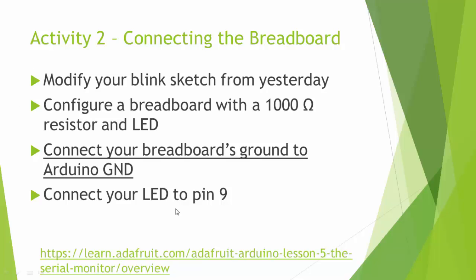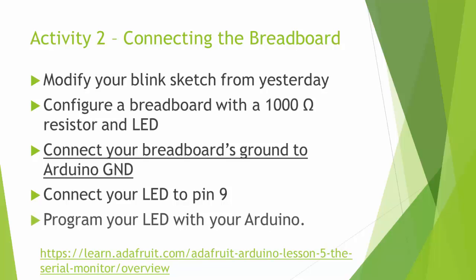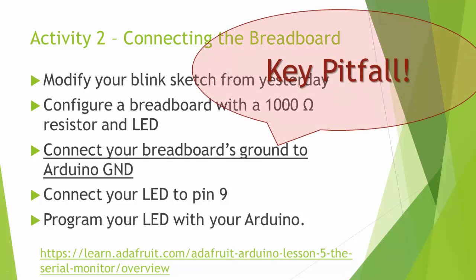So you can connect your LED resistor combination to pin 9 if you want to use pin 9 from your sketch, and connect the ground to the Arduino ground. And you can go ahead and modify your sketch to light pin 9's LED rather than the onboard pin 13. Once again, I'm going to emphasize, because so many students have a problem with this, you must ground your device in order for the Arduino to be able to power it.